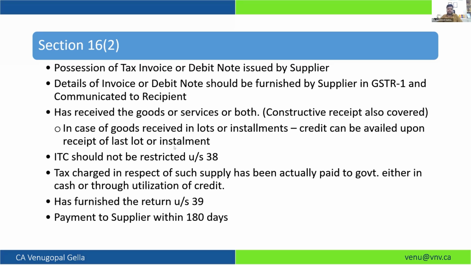Then, has furnished a return under section 39. That is, GSTR-3B must be filed in order to avail the ITC. And payment to the supplier within 180 days. If we have not made the payment to the supplier within 180 days, then we need to reverse the ITC. This is the post condition. But what I discussed above are all the preconditions to avail the ITC.